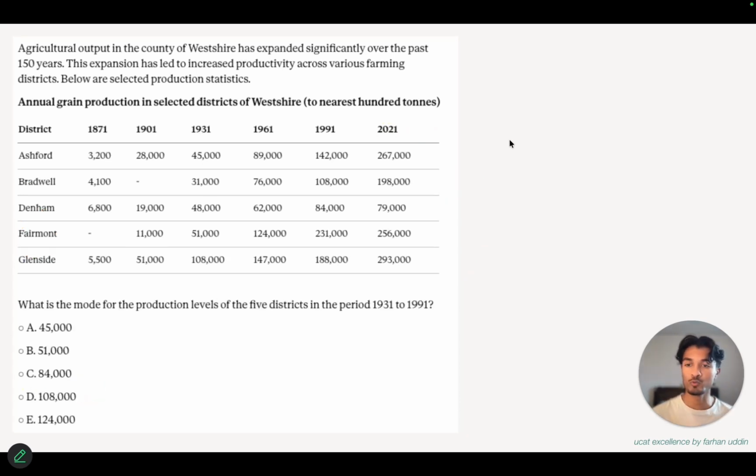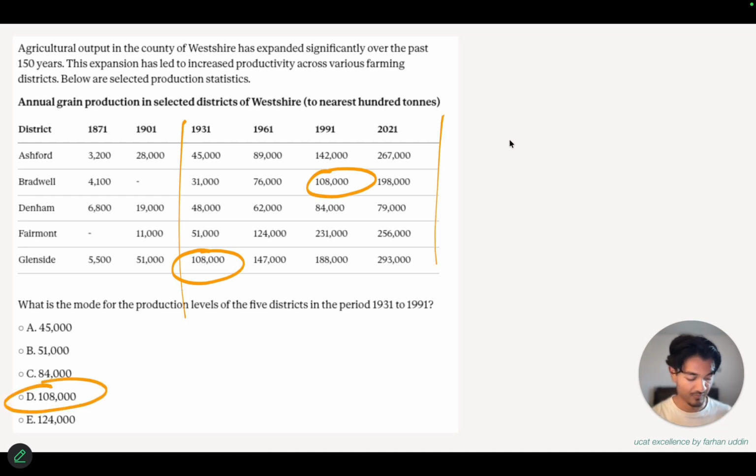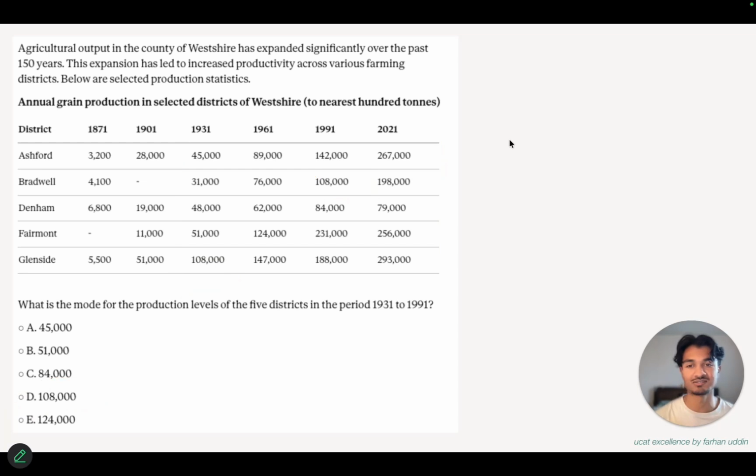And lastly, what is the mode for the production levels of the 5 districts all across 1931 to 2021? Pause the video now and have a go. All right, so hopefully you had a look and you realized 108,000 was the one to come up the most between this period and this period. So our answer here is D. The only trap you can really fall into is scanning too quickly because of the time pressure that QR imposes upon you, and you miss the fact that it came up twice, or you accidentally miscount another number. So be vigilant when you're looking for the mode. It's the only way that you can mess it up.